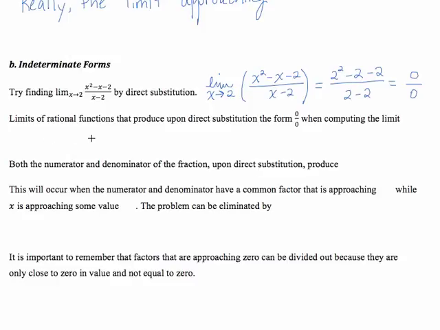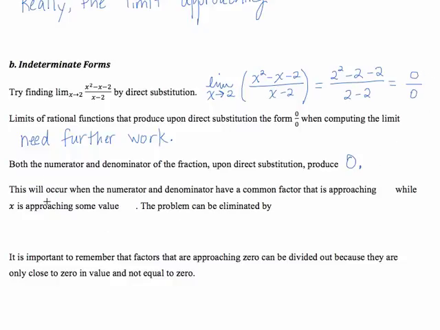So limits of rational functions that produce upon direct substitution the indeterminate form 0 over 0, they actually need further work. It means find another way to find this limit. Okay, which is easier said than done, but it usually does work out. So when both the numerator and the denominator of the fraction upon direct substitution produce 0, that's what we're looking at when you get 0 over 0.